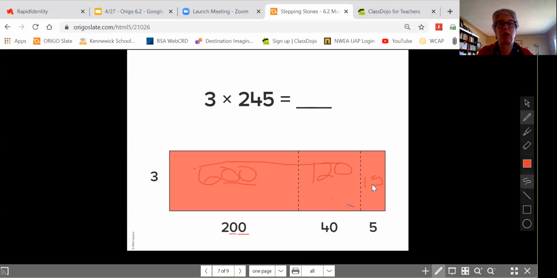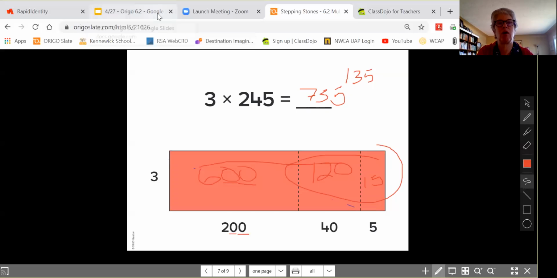Then what I'm going to do is add these all together. I'm going to add 120 and 15, and I get 135. And then to that, I'm going to add 600. If I add 600 and 135, my answer is 735. Okay, so let me get to what you guys are going to be doing.